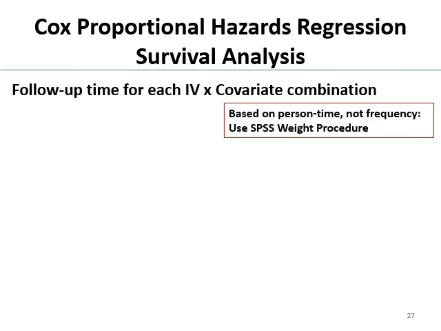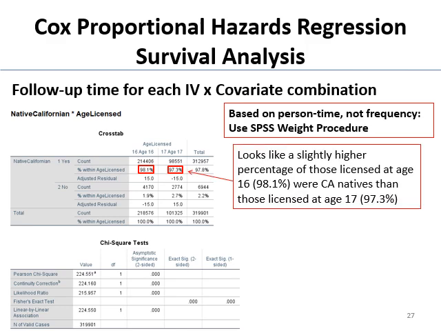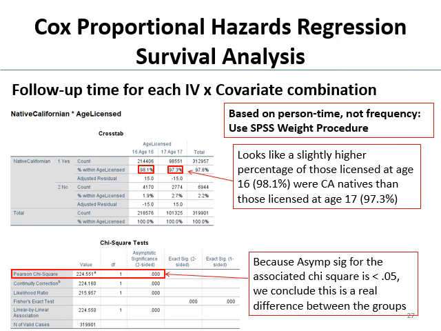How about, again, using the weight procedure, being a native Californian or not? So that's also dichotomous, yes, no. For 16-year-olds, 98.1% of their person time was among folks who were native Californians, and only 97.3% of the 17-year-olds' person time was for native Californians. So there is a higher percentage of the 16-year-olds who appear to be native Californians, and maybe somehow you just learn how to drive better in California and are less likely to get a ticket. I don't know. It is significant, so it is real. So again, this could be a potential confounder.